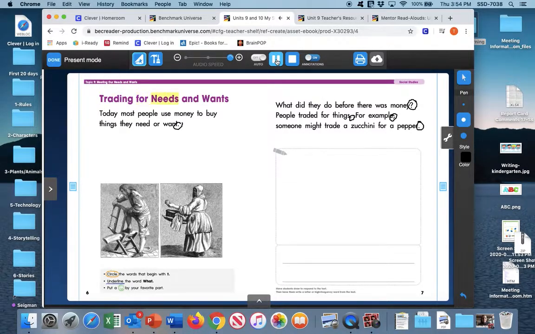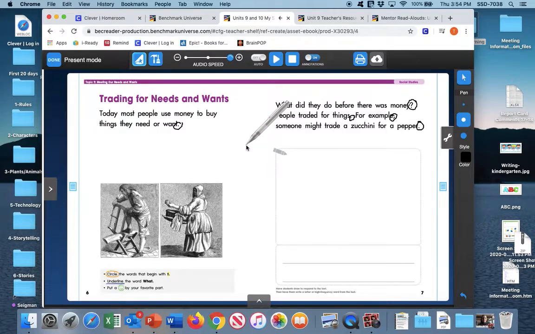Trading for needs and wants. Today, most people use money to buy things they need or want. What did they do before there was money? People traded for things. For example, someone might trade a zucchini for a pepper. Circle the words that begin with lowercase.